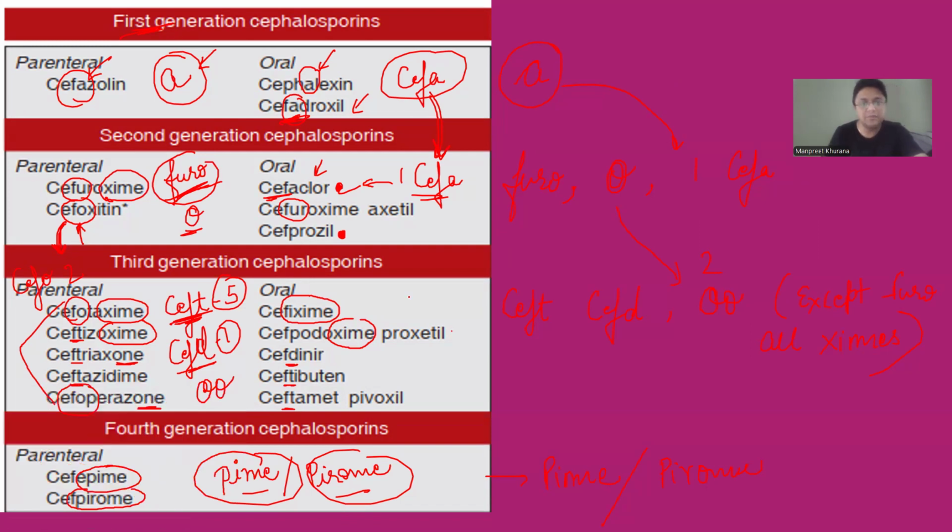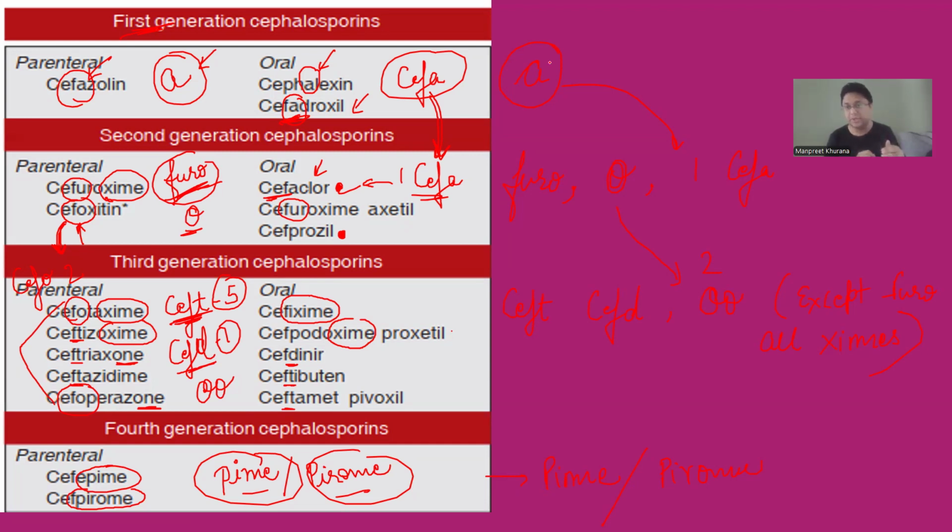To start with, the first generation, as we know, is the first alphabet A. The first generation drugs are mostly A, like cefazolin, cefalexin, cefadroxil. So all A are first generation. In the second generation, we have one A copied from the first, which is cefaclor. Rest, the drugs are furo and O. We'll learn it again, but let's first understand the tip and trick. Second is furo and O.